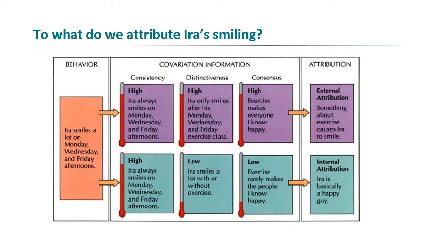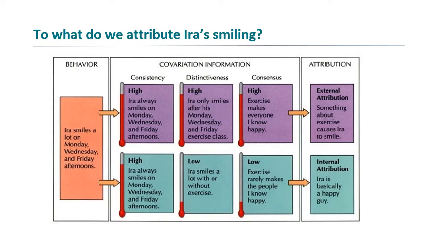And now let's imagine consensus. High consensus: exercise makes everyone I know happy. Or low consensus: exercise rarely makes people I know happy. So now let's look at the conclusion that we draw. If we have high consistency, Ira always smiles. It's consistent. We have high distinctiveness: the smile happens Monday, Wednesday, and Friday afternoons after the exercise class only. And there's consensus: exercise makes people happy. We're going to tend to make an external attribution. Something about exercise causes Ira to smile.